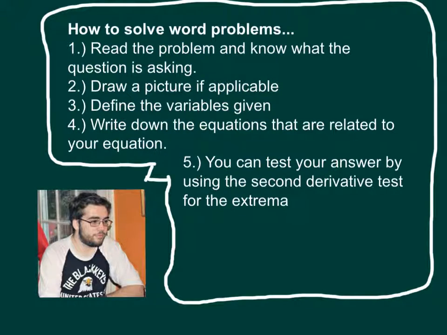How to solve max and min word problems. First step is to read the problem and know what the question is asking. Second step is to draw a picture. Drawing a picture can help you visualize the problem. Third step is to define the variables given. Fourth step is to write down the equations that are related to your problem. And fifth step is to test your answer using the second derivative test. This will help you find the extrema.